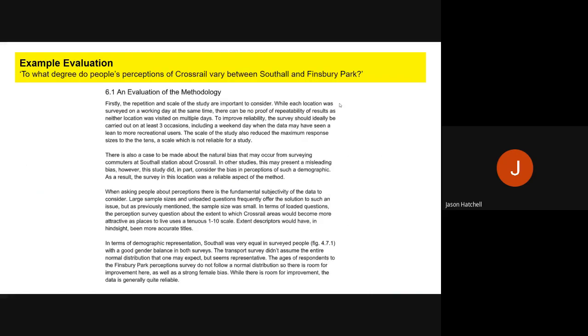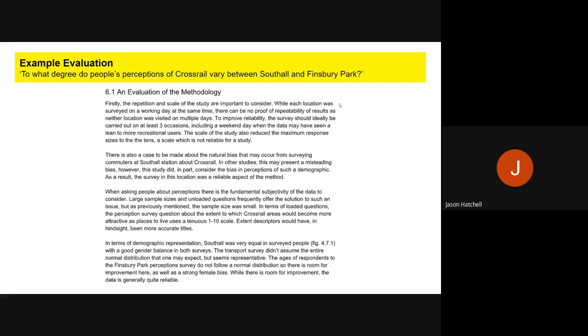And I've used the same NEA from the conclusions, just so there's some repetition here for you so you understand what we are looking at. So this student starts off evaluating the methodology, evaluating the data. And they talk about repetition and scale. They talk about how they could improve the reliability of the way they've repeated it.